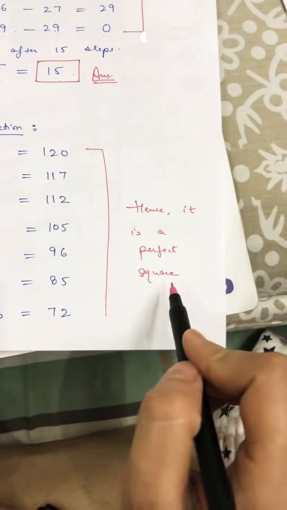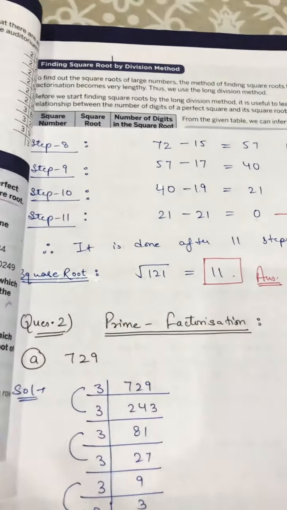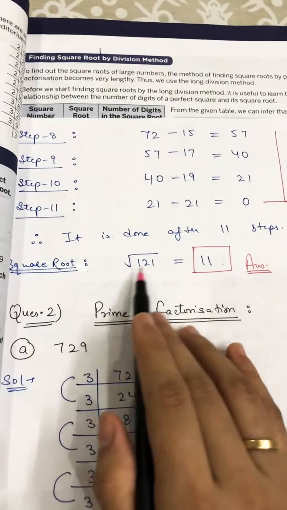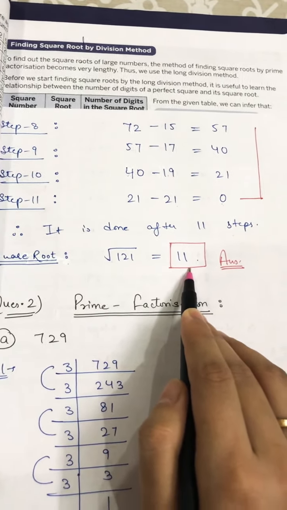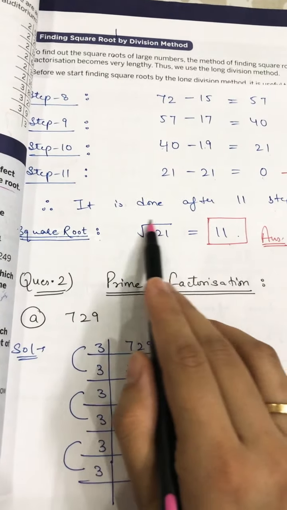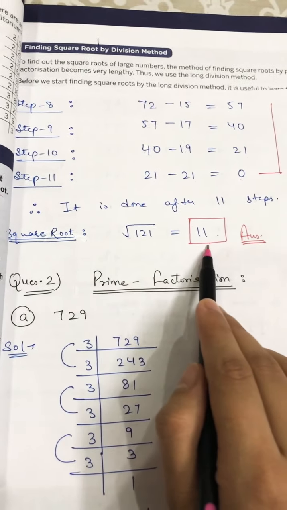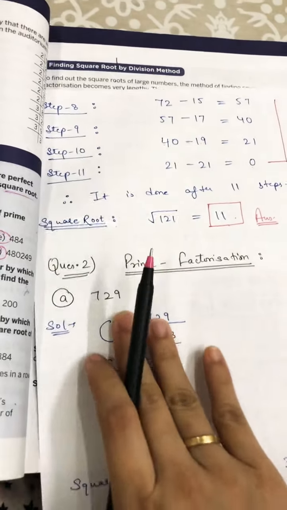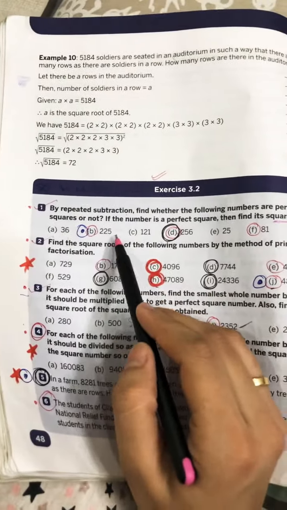Hence you can write this line: hence it is a perfect square, and it is done after 11 steps. So the square root of 121 is equal to 11. Clear, all of you? Simple. Therefore I am going to write here, you have to mention the symbol of square root: square root of 121 is equal to 11. That's it. So this is your question number 1. I have done A, B and C parts.